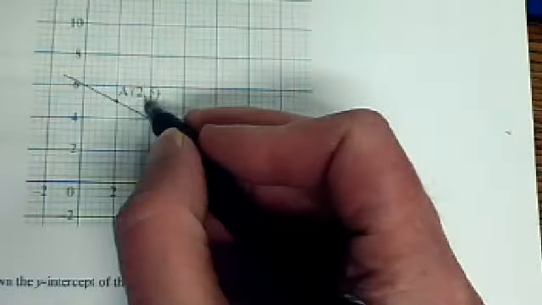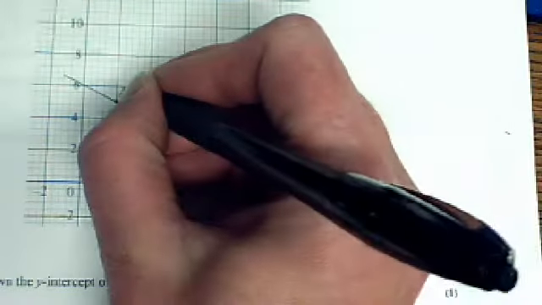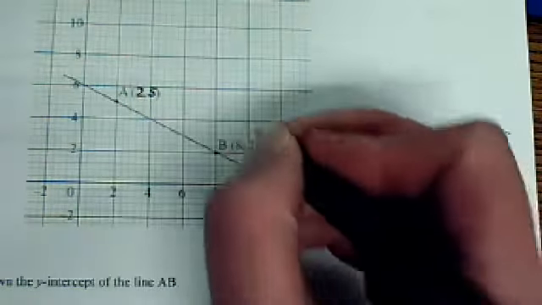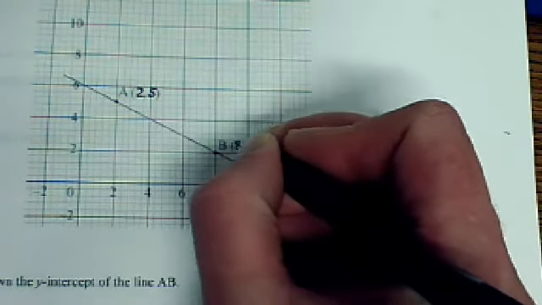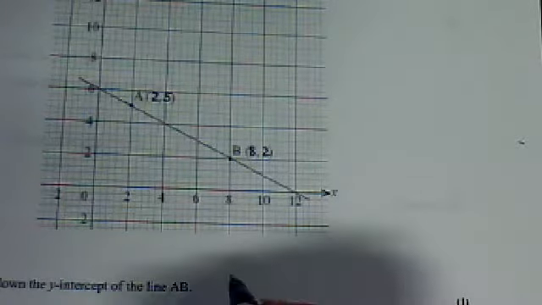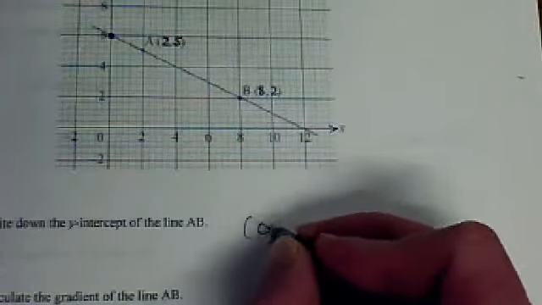Problem 3. We're given a graph, and the points A, which I know it's hard to see on this one, it's 2, 5, and this point is 8, 2. They ask us to write down the y-intercept of the line AB. If it says to write down, then we shouldn't have to do any calculations. Here's the y-axis. So this line is going through this point, and that is 6, or actually the point 0, 6.